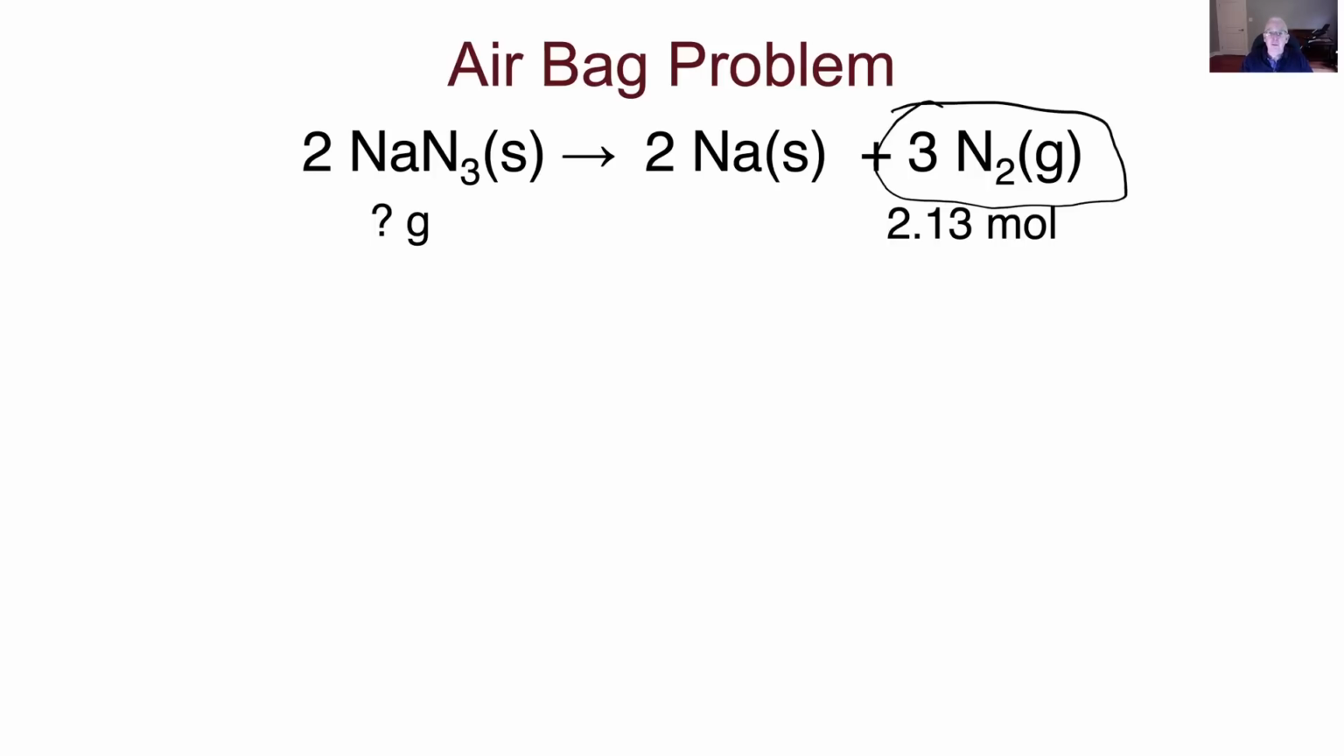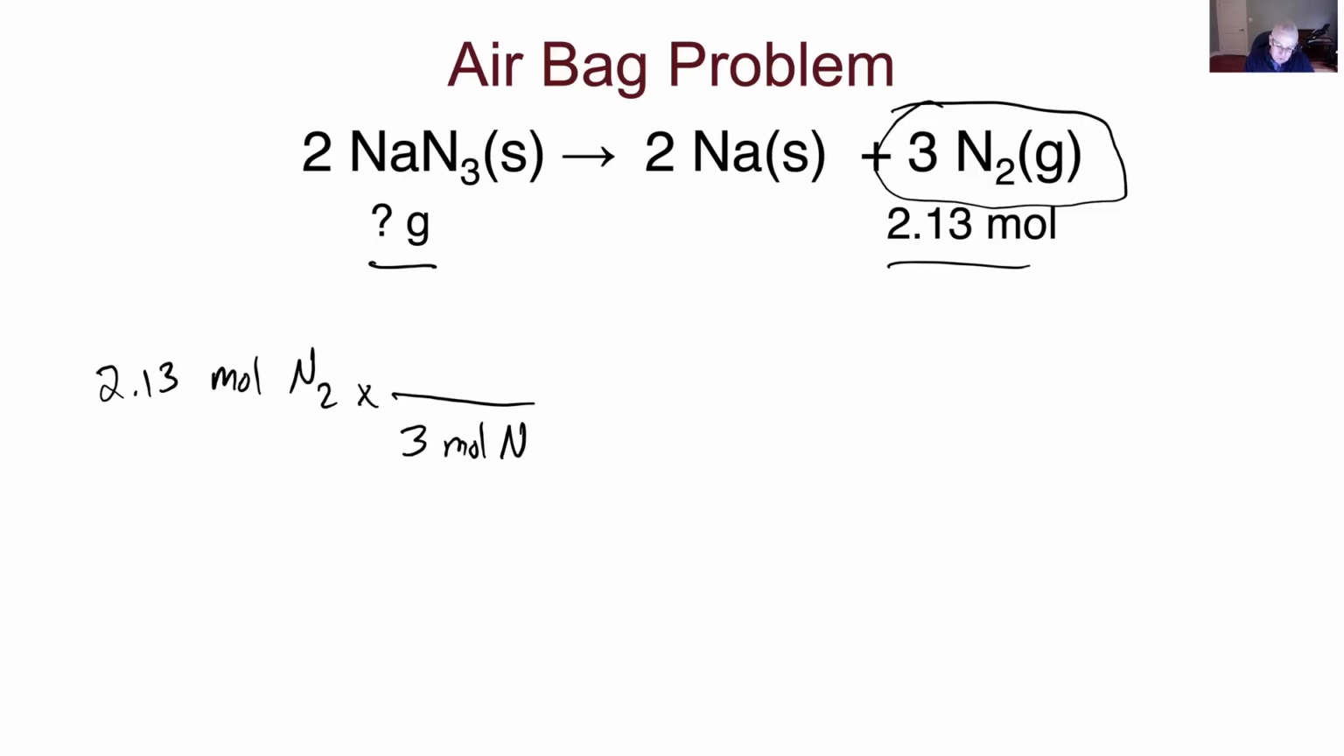So that's why my setup here says now my problem is a simple stoichiometry problem. It says how many grams of sodium azide do I need to make 2.1 moles of nitrogen gas, okay? And that's not a hard problem. Start with the thing I know, 2.13 moles of nitrogen. For every 3 moles of nitrogen I want to make, I need 2 moles of my sodium azide. And for the molar mass of that, 1 mole of sodium azide is about 65 grams.